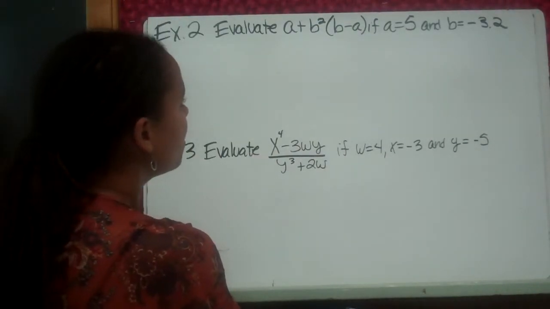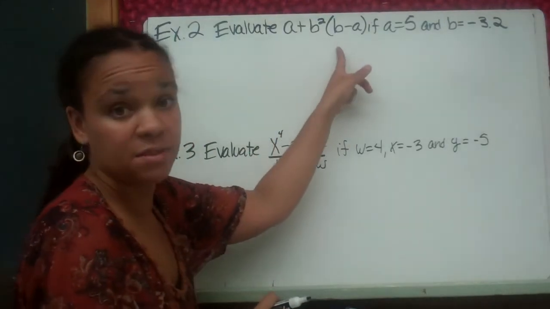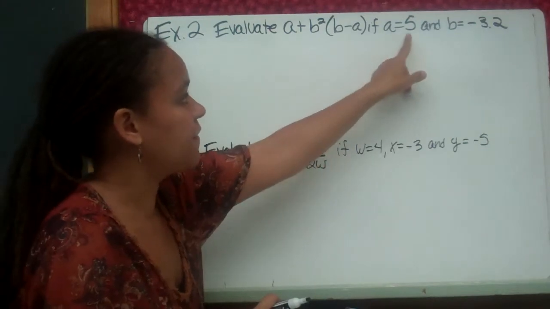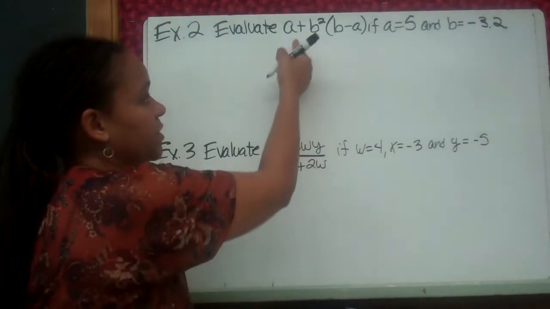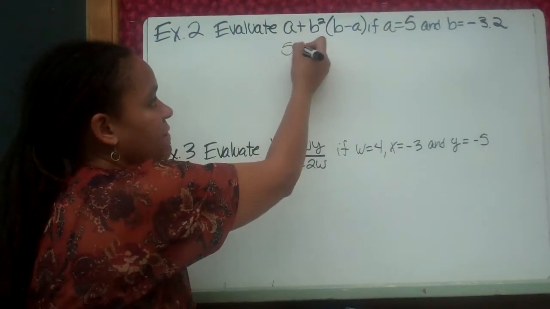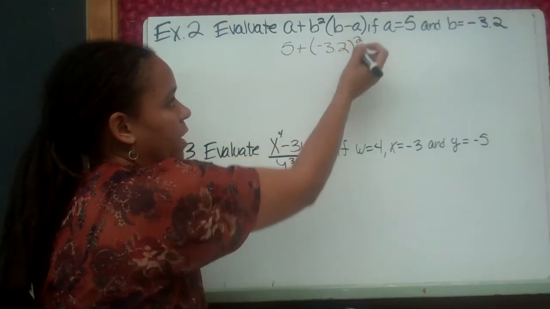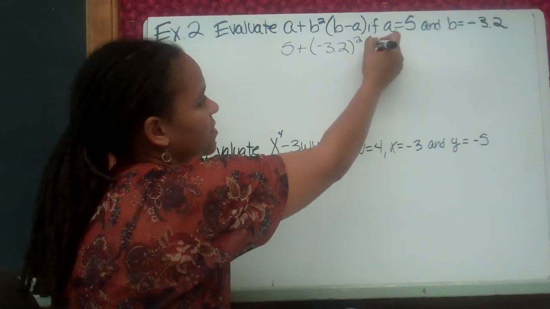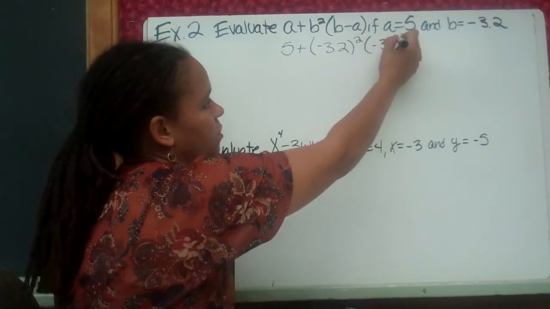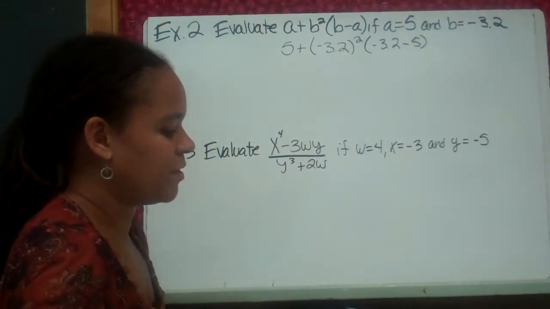Example 2, evaluate a plus b squared times the quantity b minus a if a is 5 and b is negative 3.2. Well, let's plug in everything and see where it leaves us. So we have 5 plus negative 3.2 squared times negative 3.2 minus 5. I want to make sure I have that all written up there correctly.